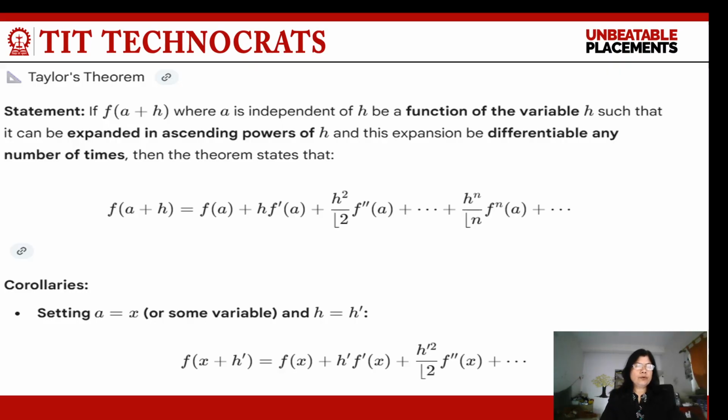If we put a is equal to x or some variable and h is equal to h dash, then we get f of x plus h dash is equal to f of x plus h dash f dash x plus h dash square by factorial 2 f double dash x plus so on.